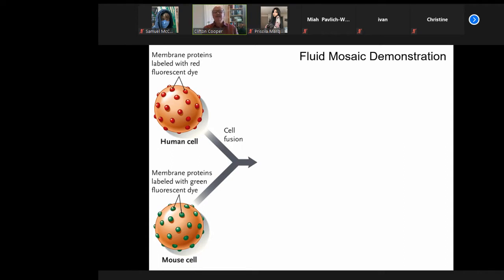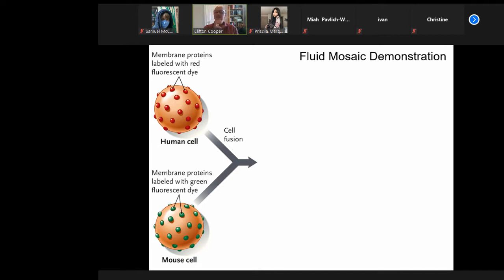What they did, and this is back around 1970, the scientists took a human cell and a mouse cell and they fused them together. So they made a human-mouse hybrid. Oh my God. Well, this was to study the movement of the proteins that are in the cell membrane, the plasma membrane. What they did was they created a special line of human cells where the proteins in the membrane had a red fluorescent dye.